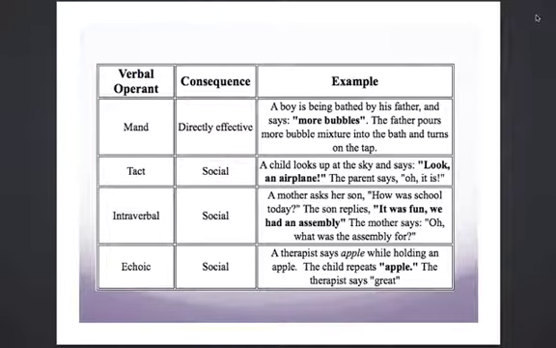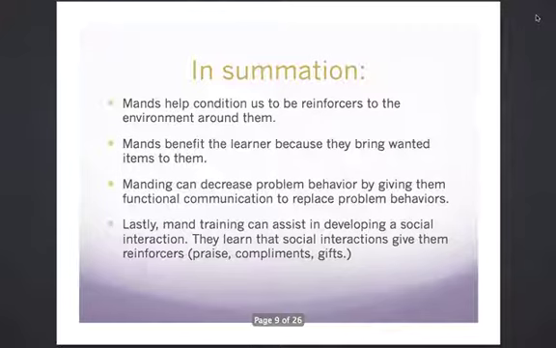Because in a COIC, the therapist says, great, yeah, the child repeated apple, but it's not directly affected by the MO. With a COIC, there is no MO. So that's why you want to start with a mand.